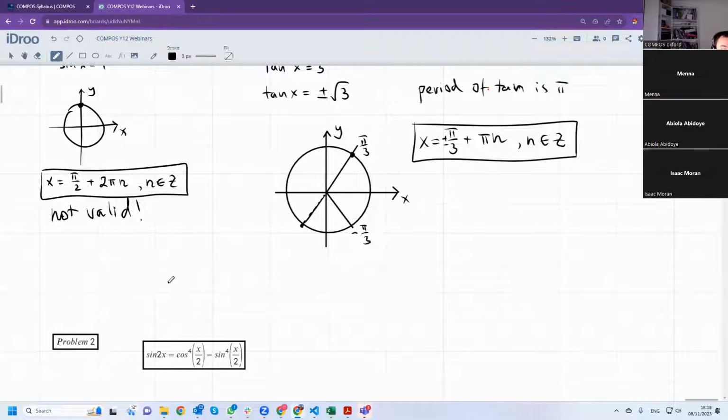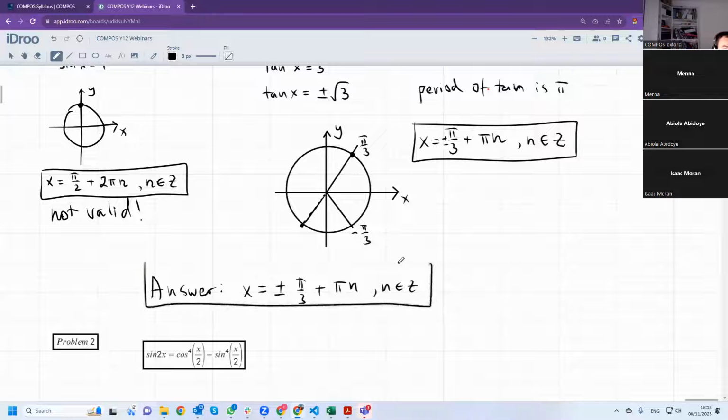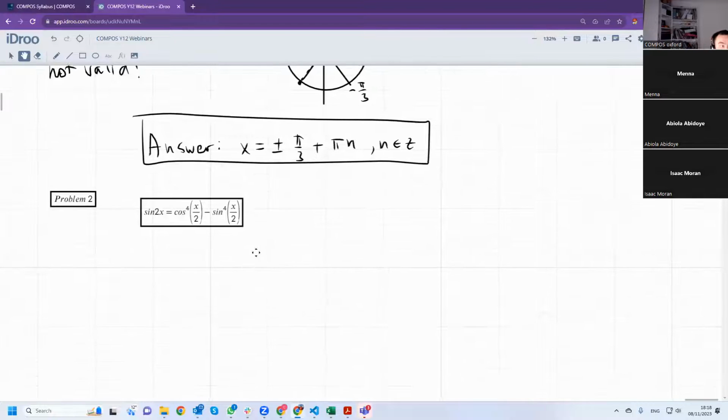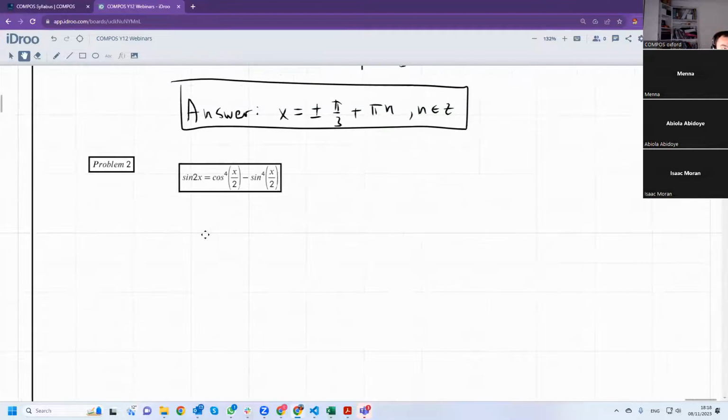Right, so the only possible answer is x is plus minus pi over 3 plus pi n, where n is an integer. And this way we are covering all the values. Problem 2. Sine 2x is equal to cos to the power 4x.